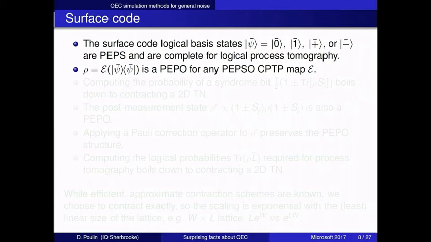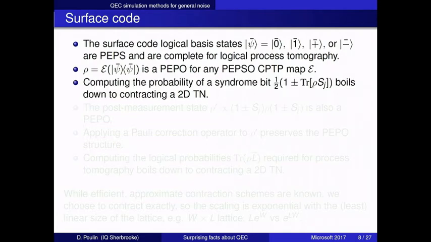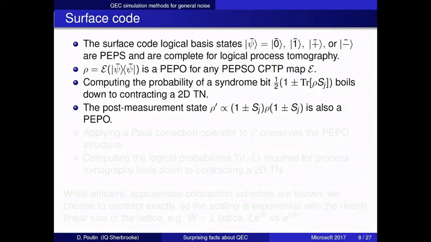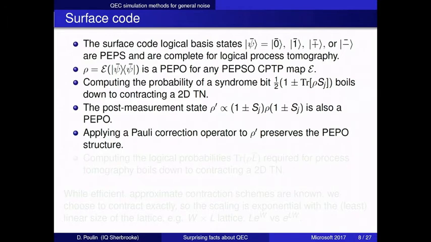Okay, I can do non-Pauli noise models, correlated noise models, and so on. Provided that the correlations decay exponentially, I can simulate these things. Or at least it gives me a 2D tensor network. Computing the probability of a syndrome is a two-dimensional tensor network contraction. The post-measurement state, I've just multiplied by a local operator, which doesn't change the tensor network structure.